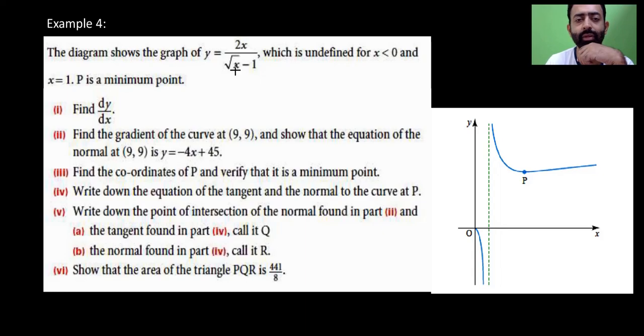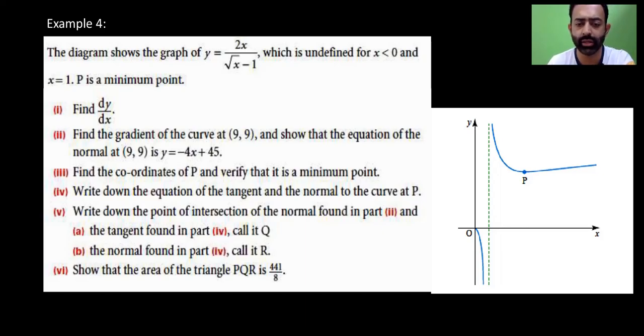Similarly, for x equal to 1, this will become 1 minus 1, which is 0. So something upon 0 is not defined. So it is undefined for negative x and for x equal to 1. P is given as the minimum point on this curve. So in the first part, we have to find out the derivative of this function.